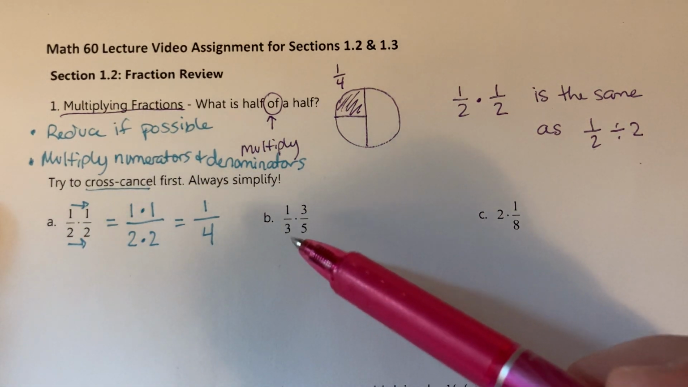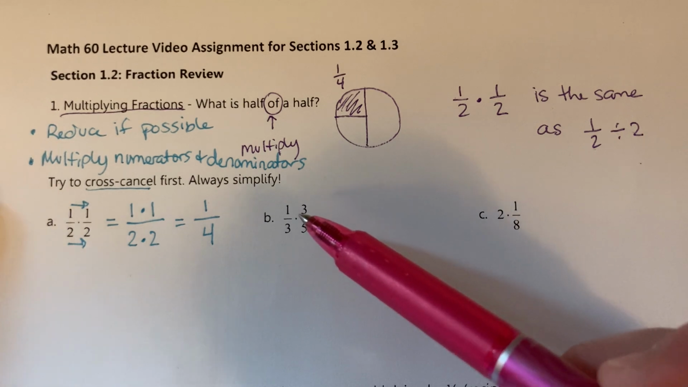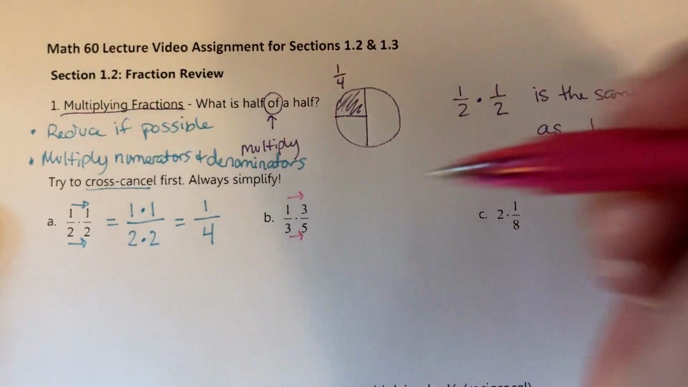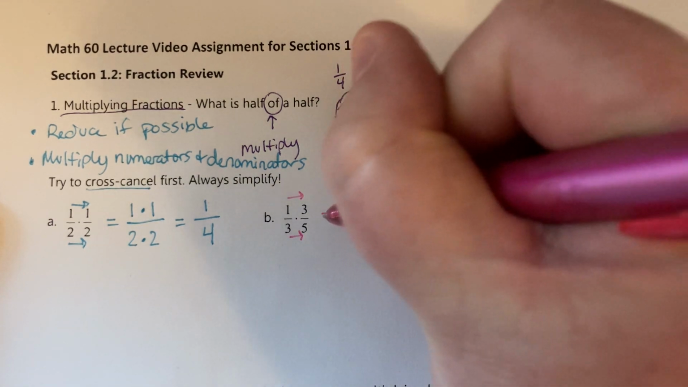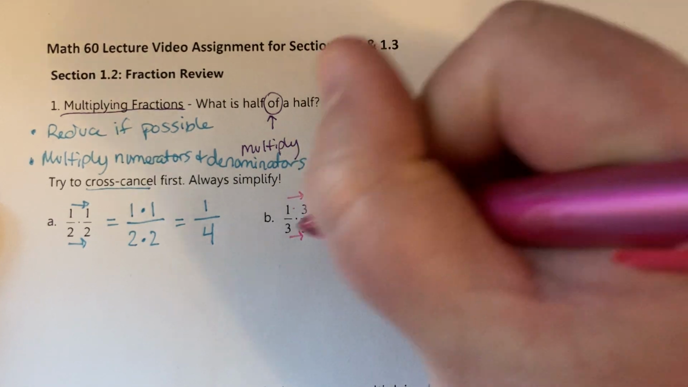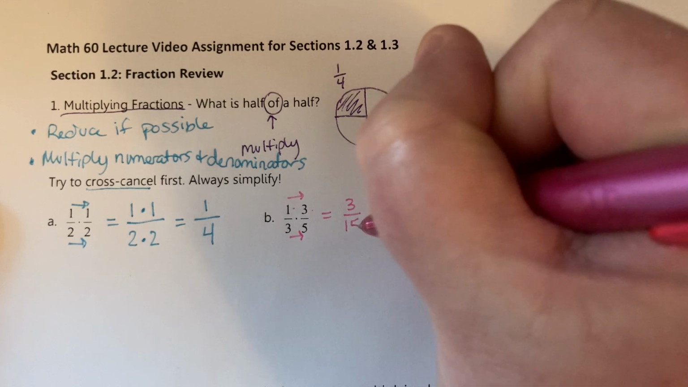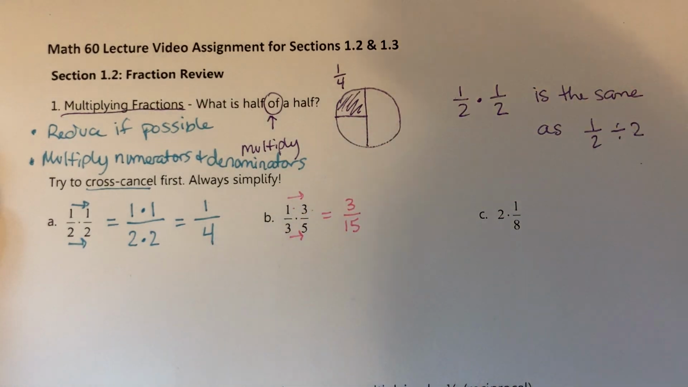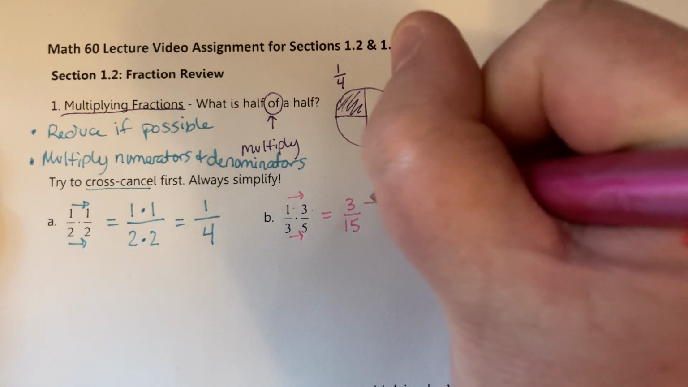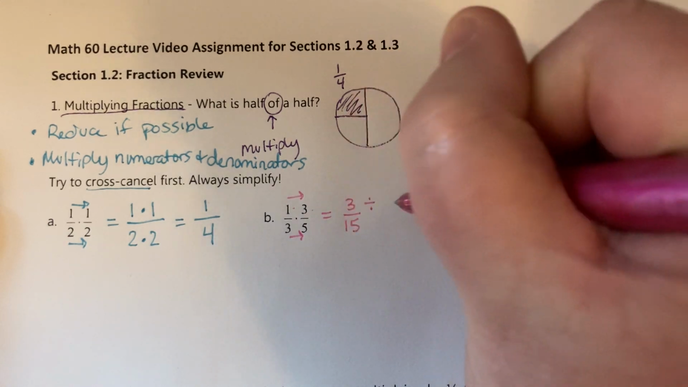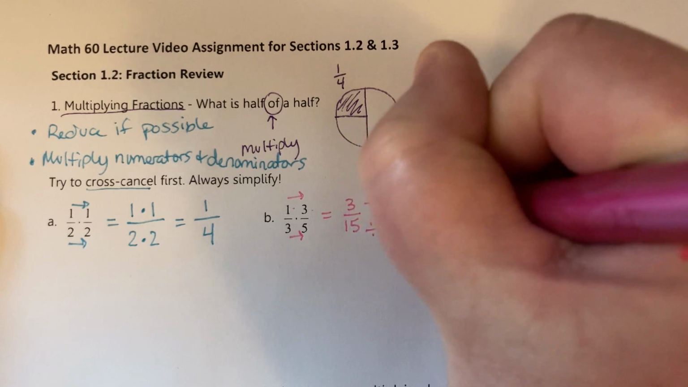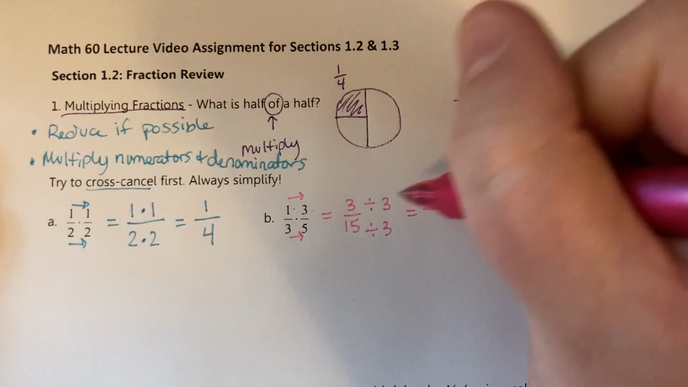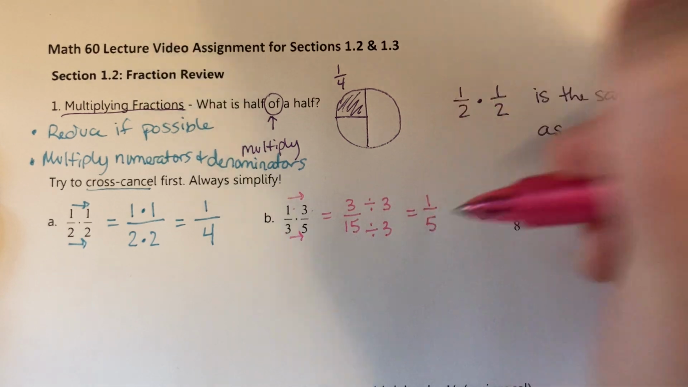All right, let's try this one. So it would not be wrong if you multiplied just across the top, across the bottom. All right, you would get 1 times 3 is 3, 3 times 5 is 15. But the problem is that fraction's not reduced. We would then need to go and say, oh, well, what goes into 3 and 15? Well, 3, we can divide by 3, divide by 3. So 3 divided by 3 is 1, 15 divided by 3 is 5.